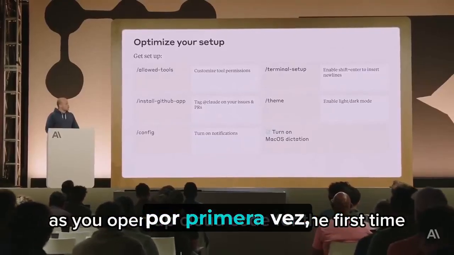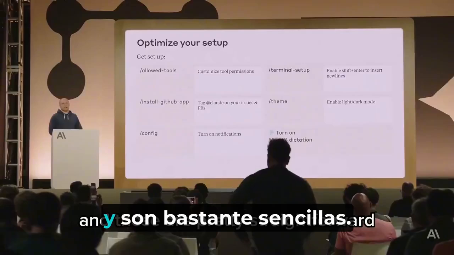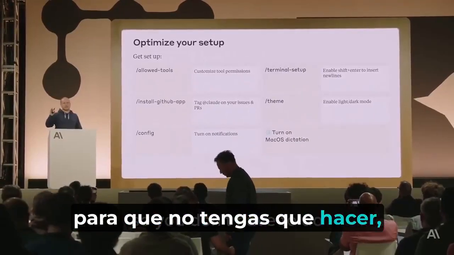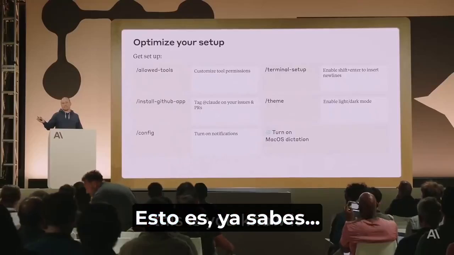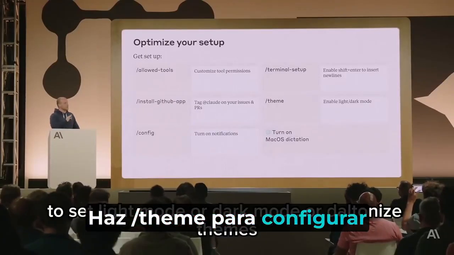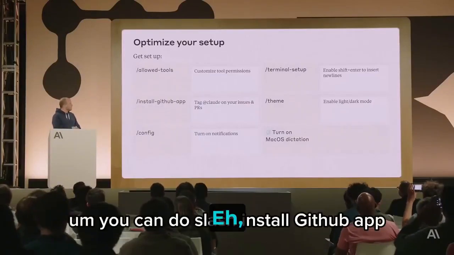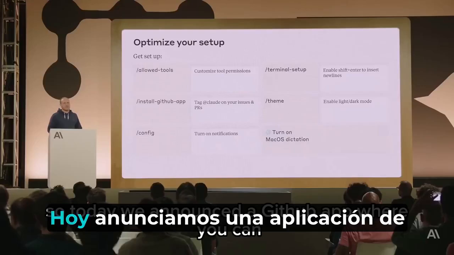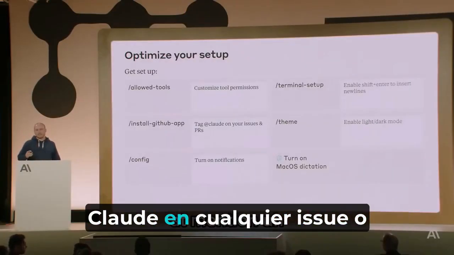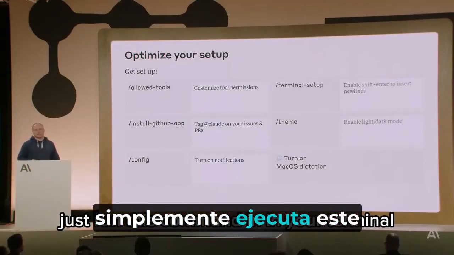As you open up Claude Code for the first time, there are a few things that we recommend doing to get your environment set up. And these are pretty straightforward. So run terminal setup. This will give you Shift-Enter for new lines, so you don't have to use backslashes to enter new lines. It makes it a little bit nicer to use. Do /theme to set light mode or dark mode or Daltonized themes. You can do /install GitHub app. Today we announced a GitHub app where you can mention Claude on any GitHub issue or pull request. To install it, just run this command in your terminal.